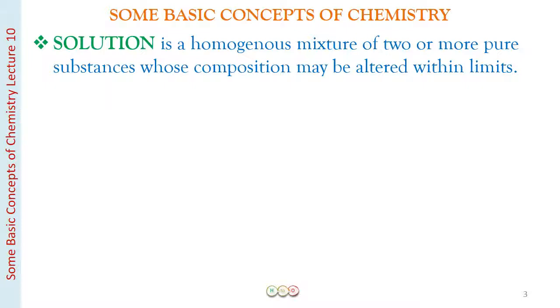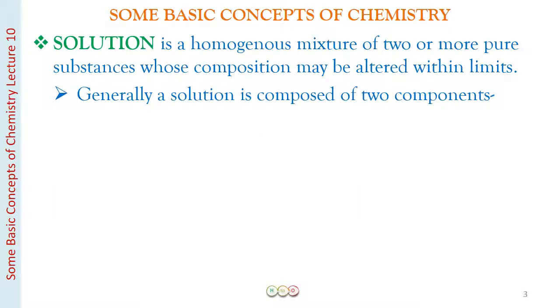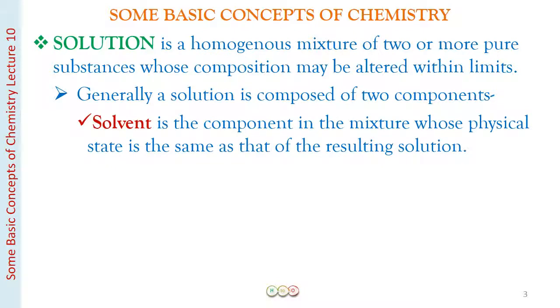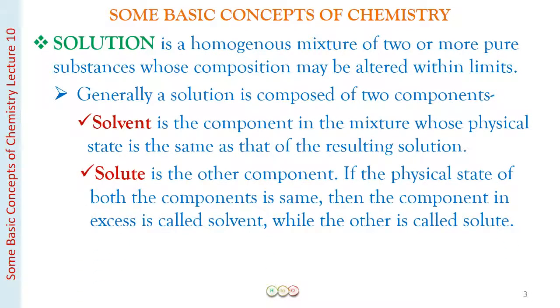So a solution, hence, is a homogeneous mixture. It consists of two or more substances which are uniformly mixed with each other. Generally, a solution is composed of two components, and such a solution which has two components is called a binary solution. It consists of the solvent and the solute. So what is a solvent and what is a solute? Well, the solvent is that component of the mixture whose physical state is the same as that of the resulting solution, whereas the other component is called the solute.